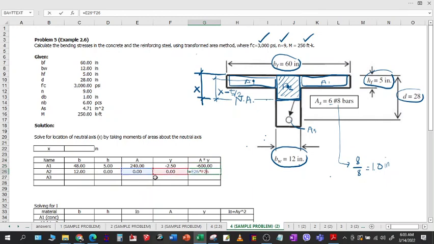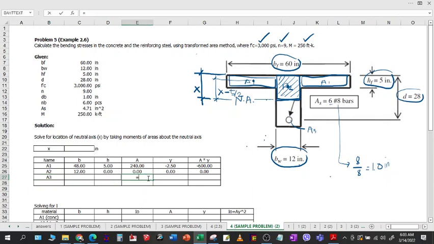So, that will be the product of these two cells here. And lastly, for A3, this is now the area of your steel. And we don't have B and H because the area is circular. And besides, we don't use it in our stiffness in the next table. So it is assumed to have 0 stiffness. So you don't even have to measure the dimensions.